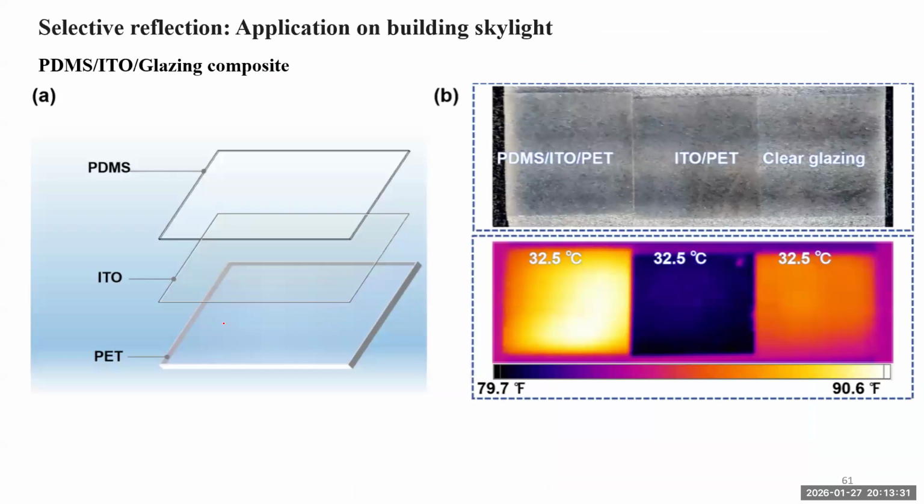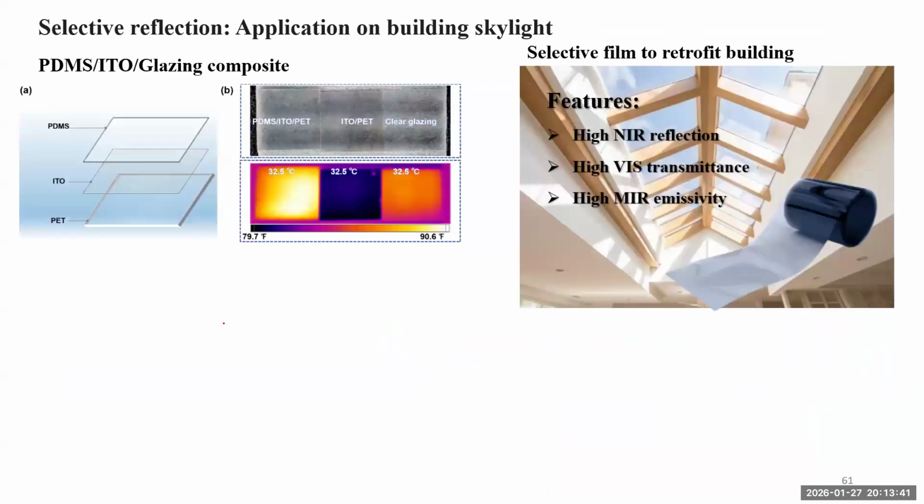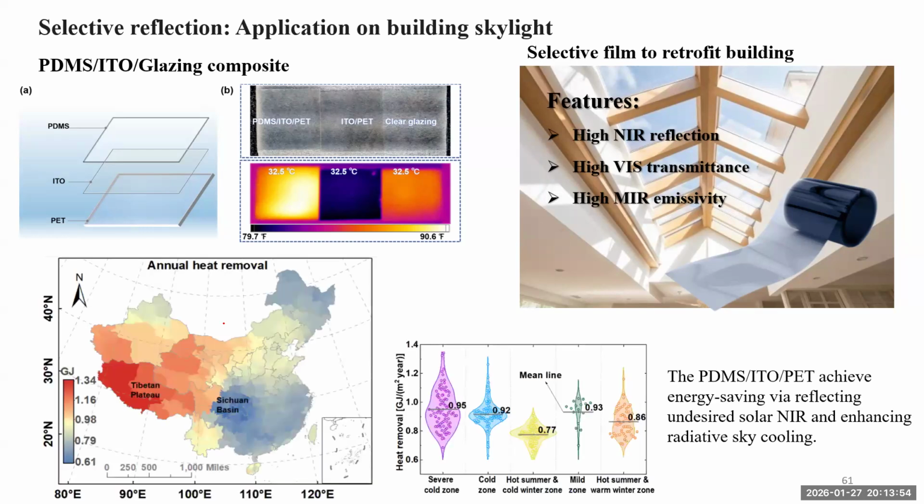So we also try to apply the selective reflection for our buildings. We are using the ITO film. Through experiments and simulation, we found that if we successfully regulate the solar absorptance and reflectance of the glass through different strategies, it can help us reduce solar heat gain.